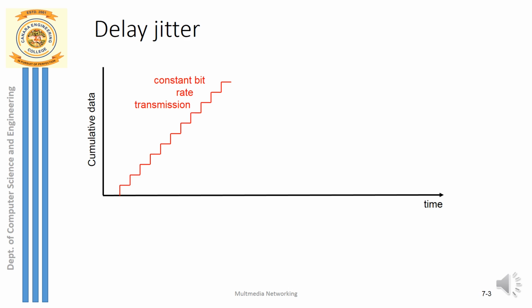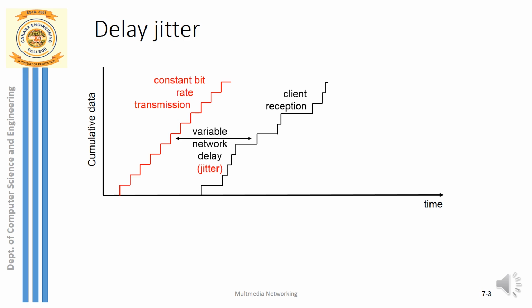Next, the third chunk is sent. Everywhere, this horizontal gap is nothing but the time duration between the subsequent chunks. That gap between subsequent chunks is fixed here at the sending side. And now let's see the receiving side. How exactly are the chunks received at the receiving side?